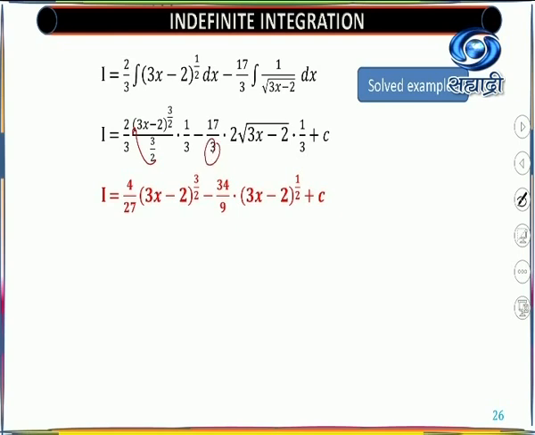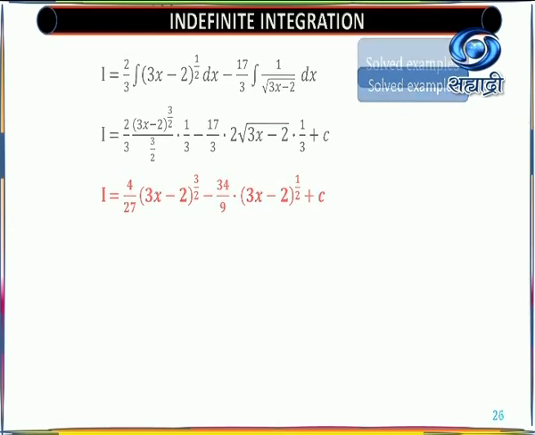Here you are having 3, here you are having 3. So 3 into 3 is 9, and 17 2s are 34. So you will get this value as 4 upon 27 (3x minus 2) raised to 3 by 2 minus 34 upon 9 (3x minus 2) raised to half dx. Why half? Because it is a root sign. So you will get (3x minus 2) raised to half.